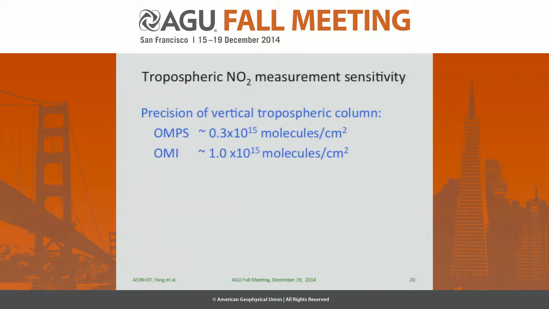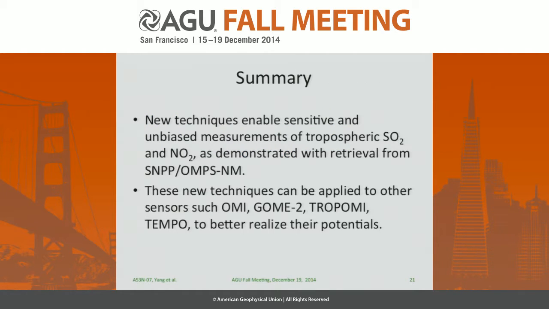And I expect that if we apply the same algorithm to OMI, we'll improve the tropospheric vertical precision as well. Based on this result, we can certainly say that we can use ARMS to extend the long-term data record for the OMI measurements.